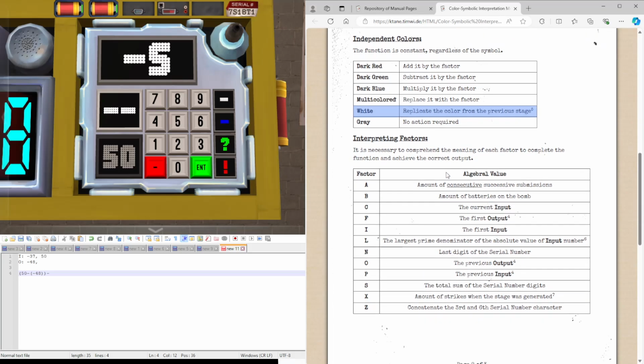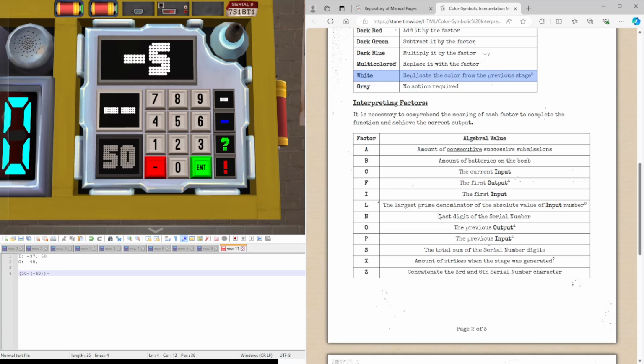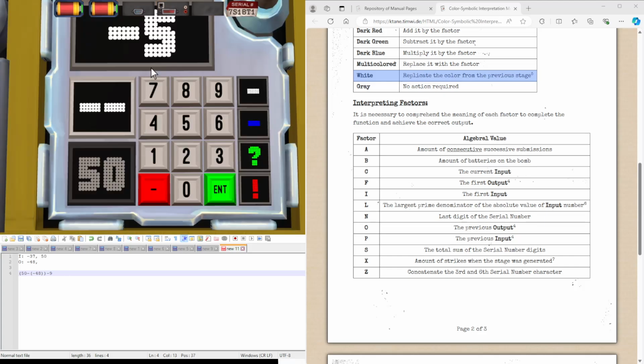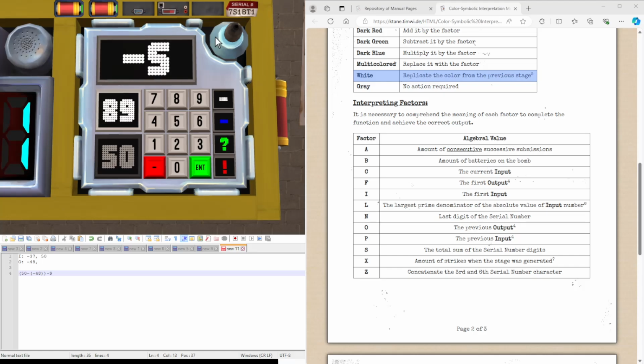Which is the total sum of the serial number digits. 7 plus 1 plus 1 is 9. 7, 8 and 9, yeah. So we're going to be subtracting 9 from it. So, figuring that out, we get positive 89. And if we've done this right, just check out, mess anything up. I think this is good.